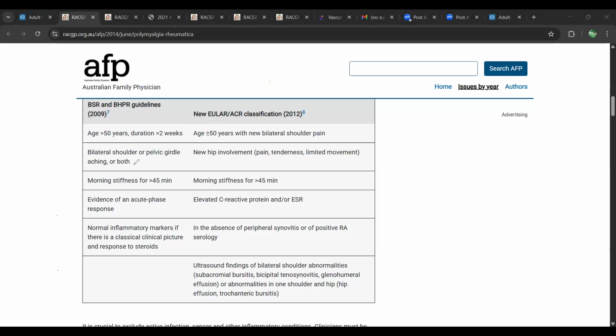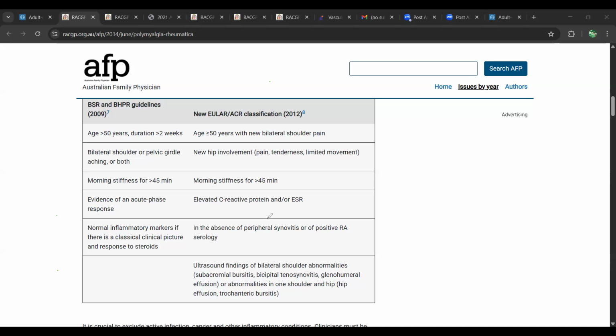Here they say the first one is new bilateral shoulder pain, and then another point is new hip involvement. So it doesn't come together, right? Morning stiffness more than 45 minutes, that is there, right? What they mean by this being divided into two separate sections is you can have only shoulder pain, only hip pain, right? Either one can be taken.